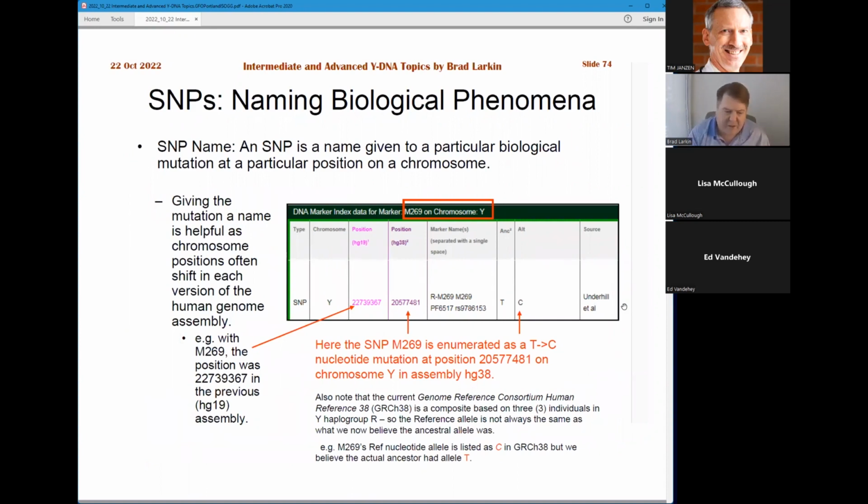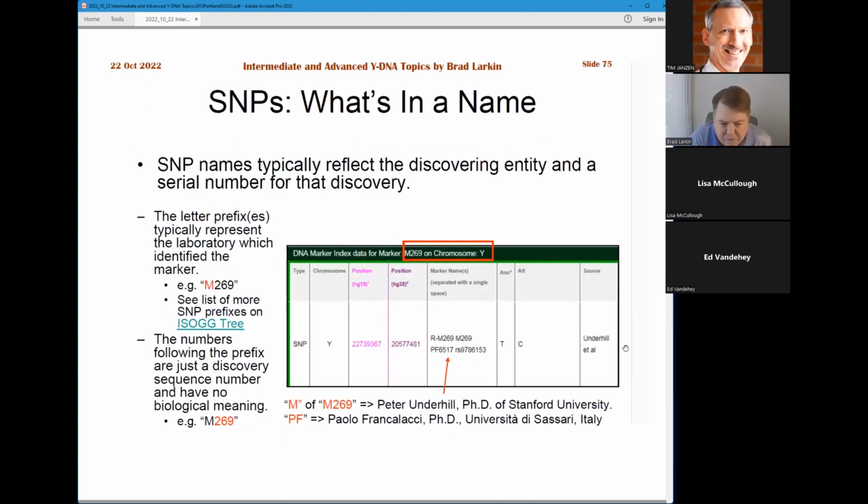Thus, that's why labs started using these nomenclature labels like M269. Assembly 19, it was at position 227, blah, blah, blah. Position assembly 38, it's at a different one. But it has a T to C nucleotide mutation either way. Sometimes people think, okay, the SNP marker label, what does 269 mean versus 270? Does that mean 270 is higher or better? No, because they're typically just sequence numbers of the order they were discovered or recorded. There's no biological information normally in the 269 part.